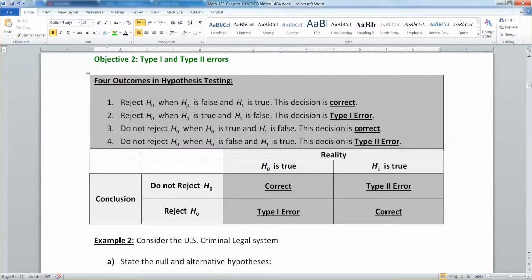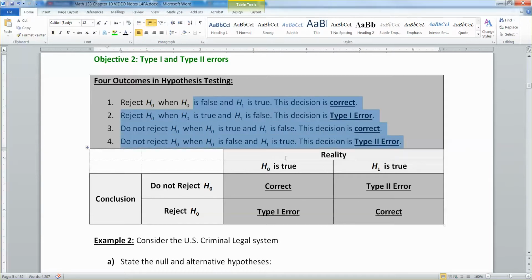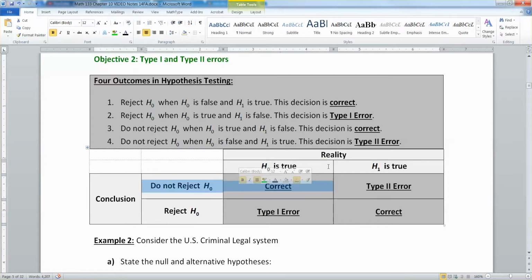And I've written it up here in this table, but I think it's easier to see in this graph. So if the null hypothesis is true and you do not reject it, that would be a correct decision, right? Or vice versa, if the null hypothesis is not true and the alternative is true and you reject the null hypothesis, that's also a correct decision. So these are these two correct decisions right here. So this one right here, that decision is correct.